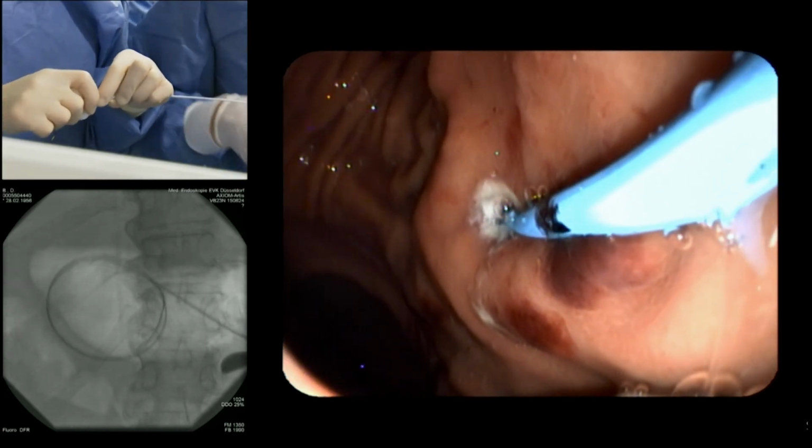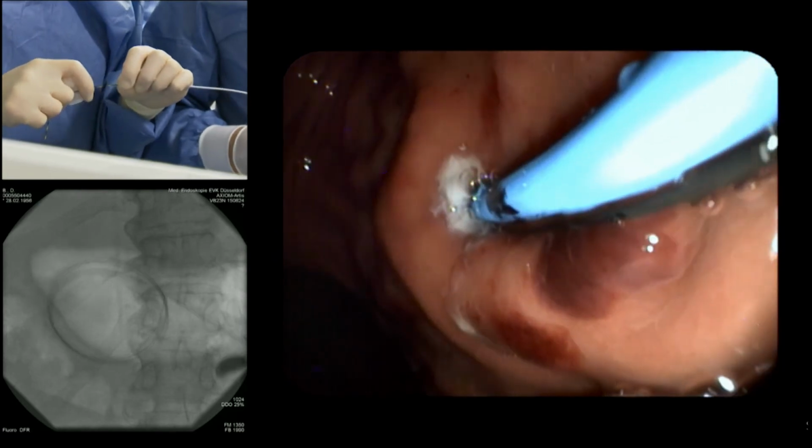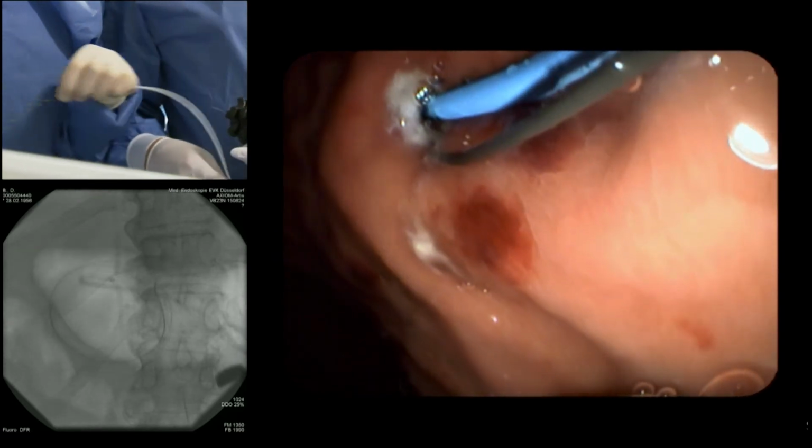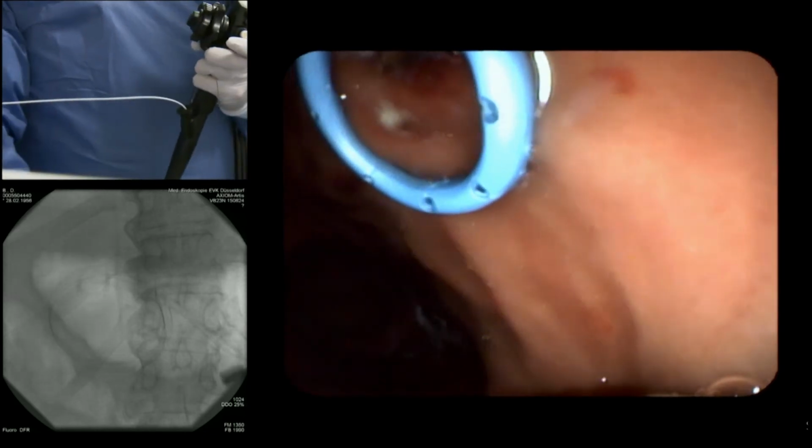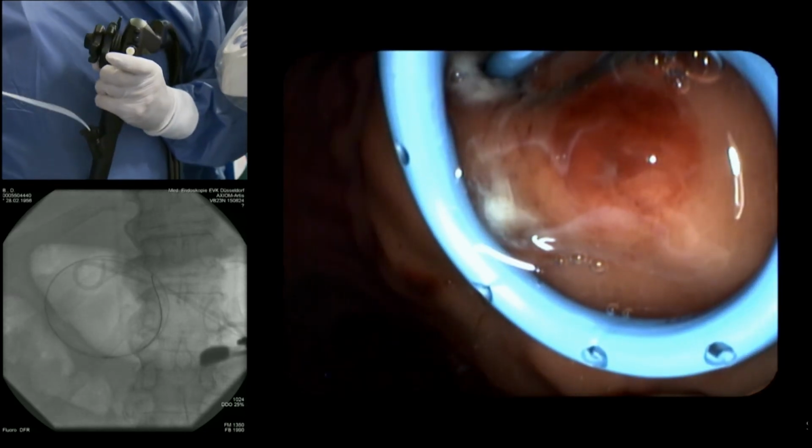When I see the distal marker, I will ask Ute to remove the wire all the way. Then I put my endoscope a little bit at a distance, and then we have the first pigtail, and this will be the same for the second one.